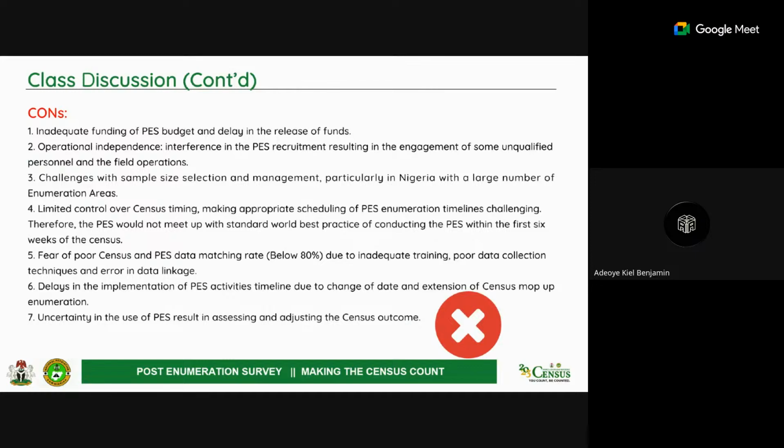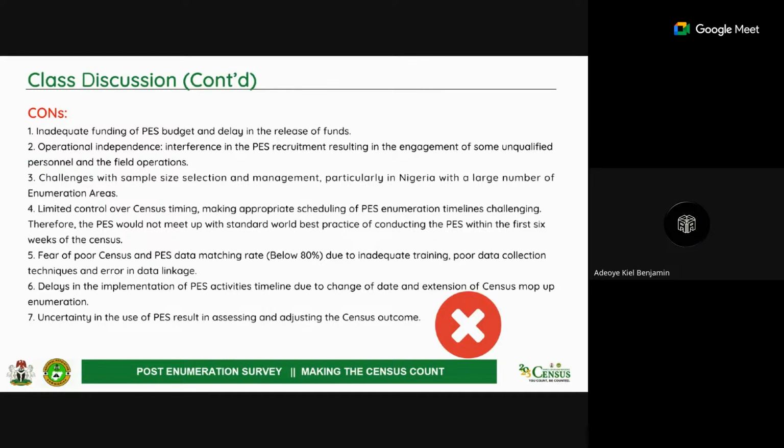So we have limited control over census timing, making appropriate scheduling of PS implementation timelines challenging. Therefore, the PS will not meet the world best practice of conducting the PS within the first 6 weeks of the census. Nobody thinks about the PS when they are fixing the census date. I appreciate that. If you fix in November, it's because you're avoiding rain. If you fix in March, it's because you want to get in before rain. So the census takes a bigger period. We all appreciate that, but it simply means that this PS cycle doesn't necessarily follow best practices.